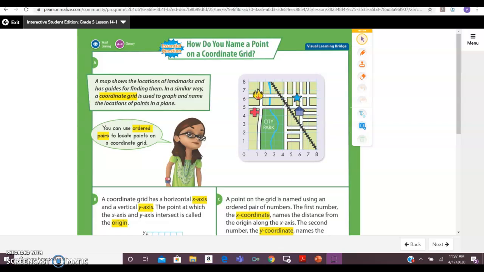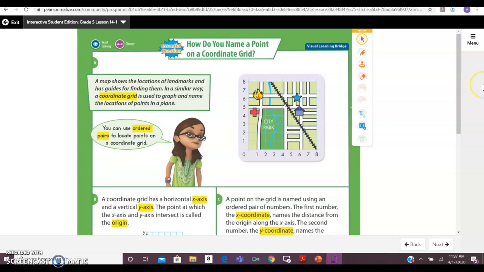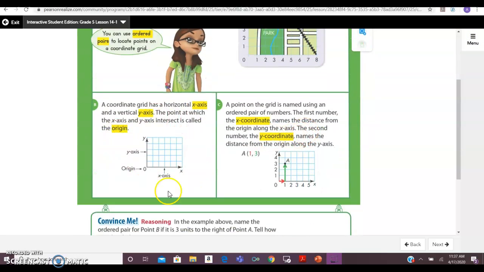When we are trying to find where an object is located on the coordinate grid, we have what are called ordered pairs. So the ordered pair is like its address. It's where you can locate the point you are talking about or referring to. So, as I said, a coordinate grid has an x-axis. The x-axis runs horizontally, or from side to side, and the y-axis runs vertically, which is up and down.